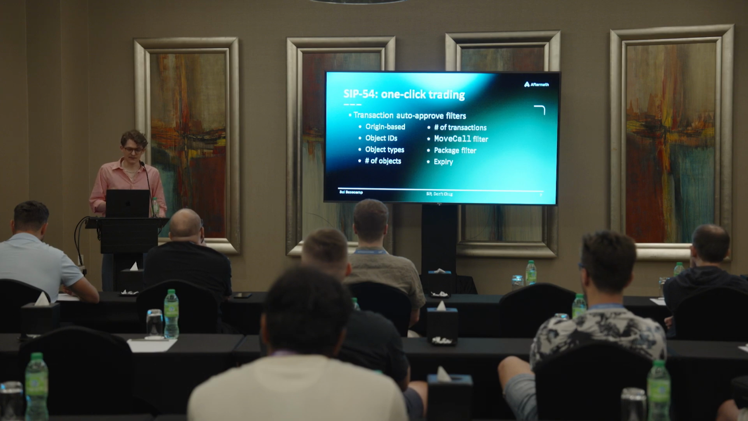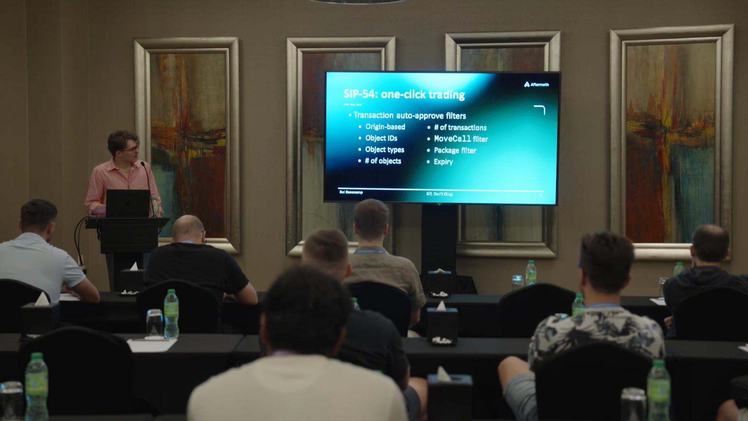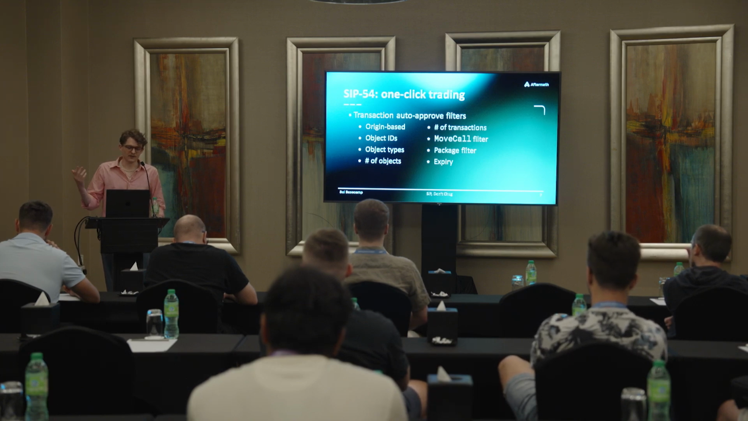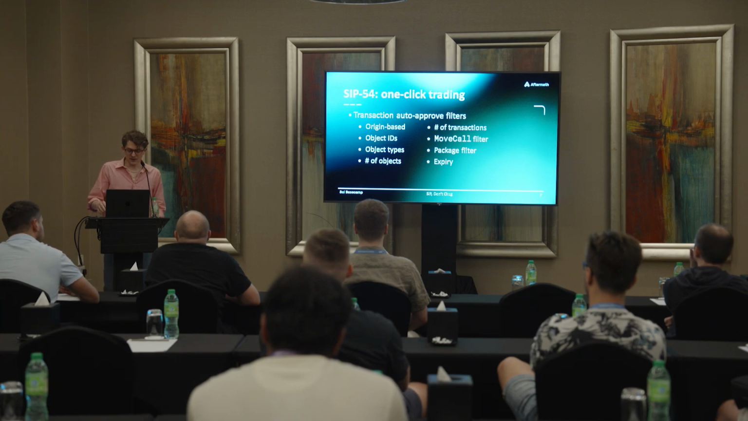Maybe on one app they fully trust it, so they just want to do origin-based. Maybe on another app it's the first time using it, it hasn't been audited, so they want to be very restrictive on the type of auto-accepting that they want to filter. And then again, if you get a transaction that doesn't meet one of these criteria, then all you have to do is click accept. And then the last thing is the expiry. This is really what's going to allow you to replicate this idea of my session is going to be 20 minutes, my session is going to be 30 minutes. I'll just set an expiry for that.